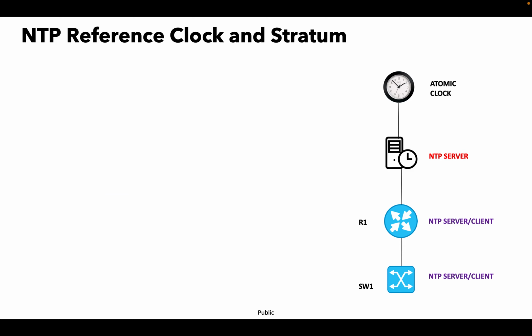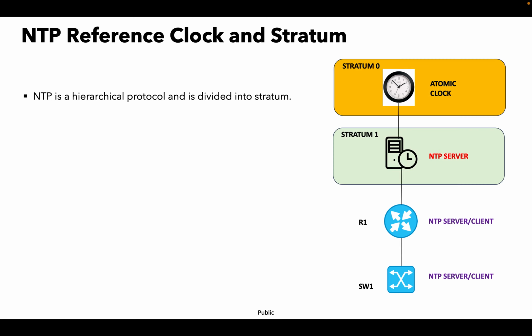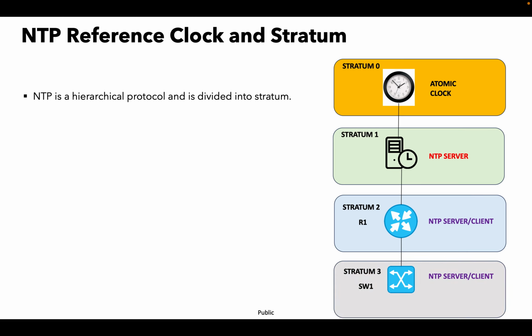Next, let's look at NTP reference clock and stratum. NTP is a hierarchical protocol and is divided into stratum, which defines the distance from the reference clock of the time source. So NTP is a hierarchical protocol, and is divided into different stratums. As you can see, stratum 0, stratum 1, stratum 2, stratum 3, which defines the distance from the reference clock of time source. So our reference clock is atomic clock.